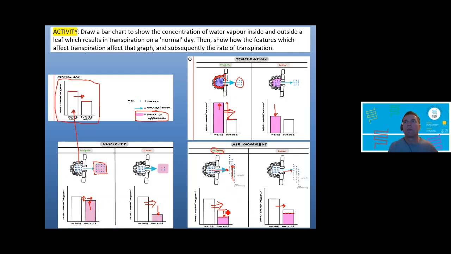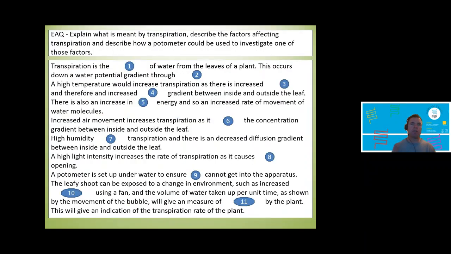Right, so based on what I've just said, this is a great opportunity to pause the video and come back and have a look, see if you can answer these questions.